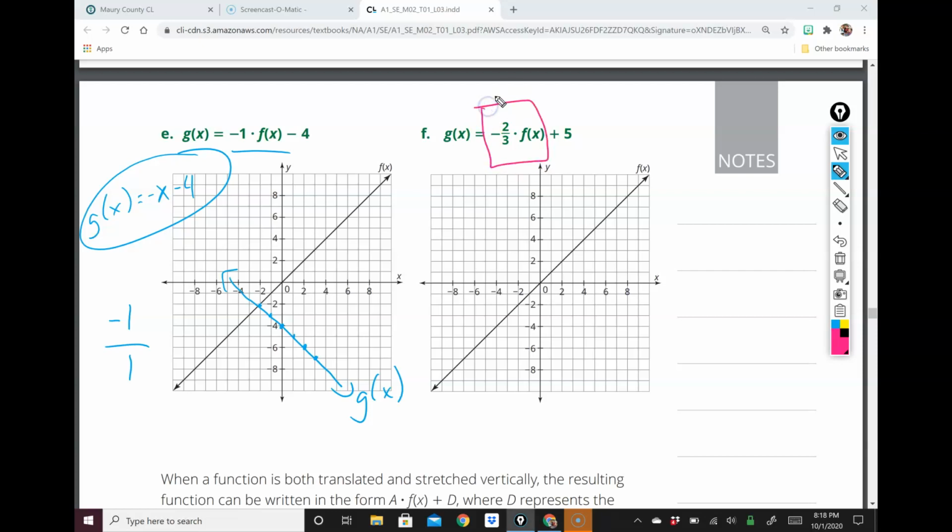Here I'm multiplying -2/3. So g of x is going to be -2/3, and you may want to think about keeping that negative sign in the numerator's position, and then adding 5. So we're going to start at 5 on the y-axis because that is my y-intercept. And then I'm going to go down 2 because that's a negative 2, and right 3. Go in the other direction, up 2, right 3. And there's g of x.